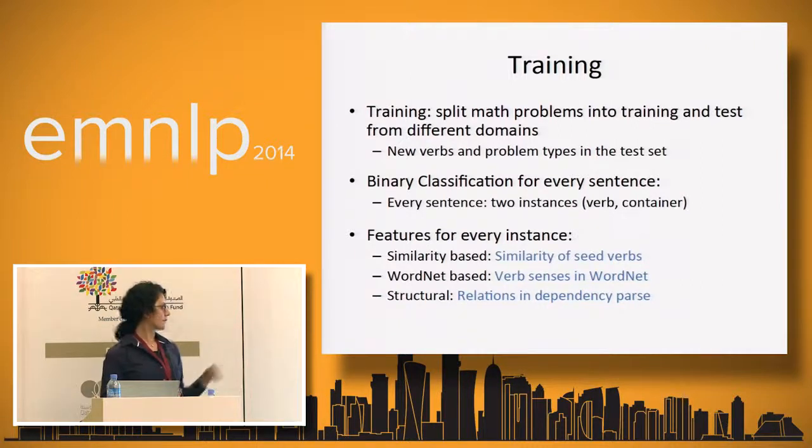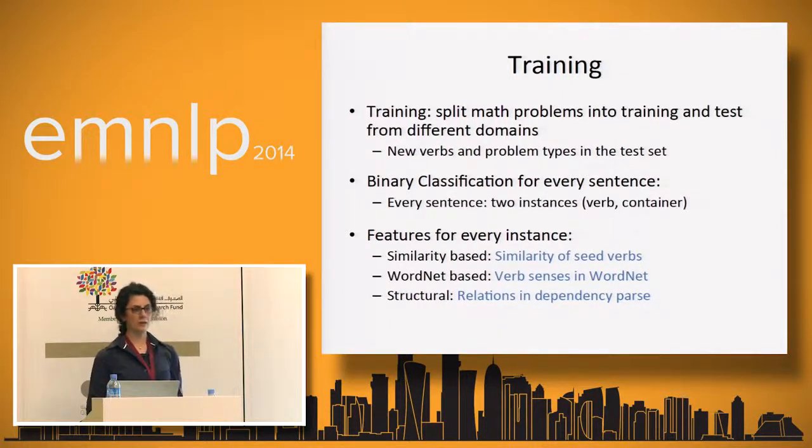We extract and download some problems from the internet, and we divide them into training and test. But we make sure that similar problem types won't appear in both training and test. And also we make sure that no verb is repeating from train and test. Then we train binary classifiers to see the label of every verb corresponding to each container.